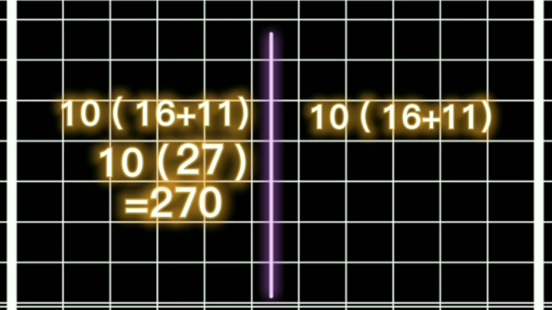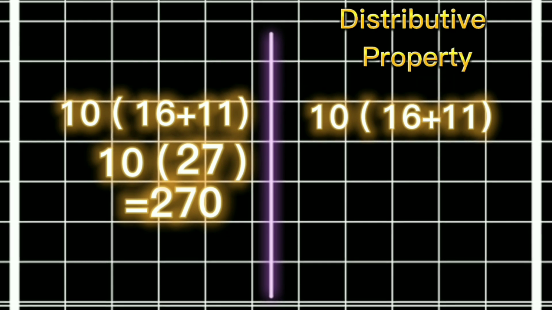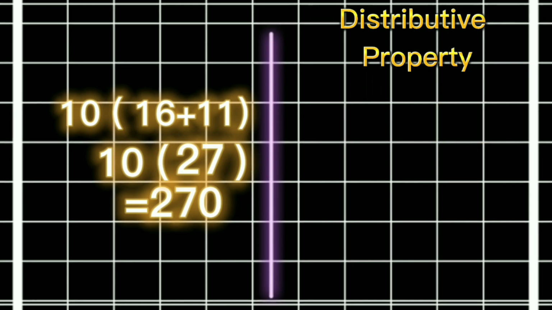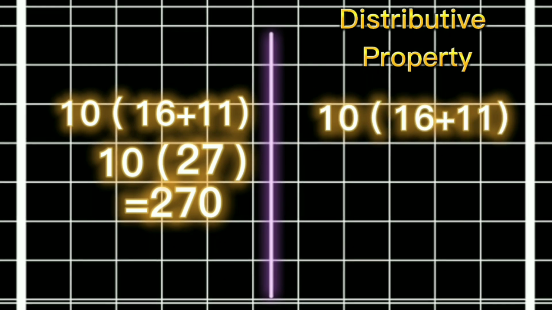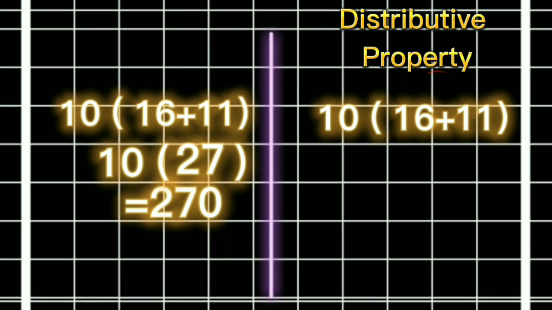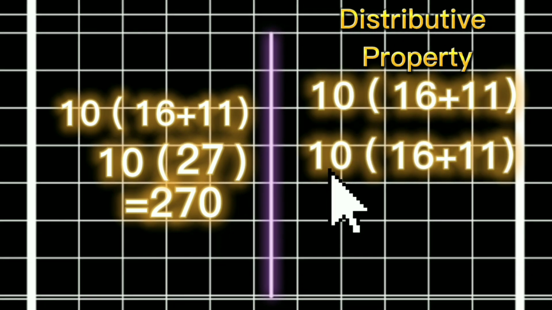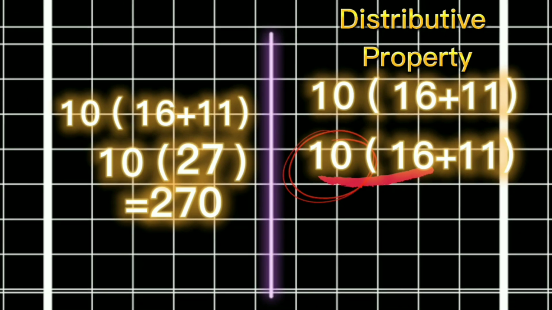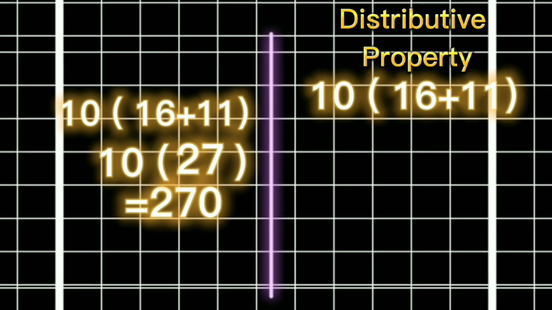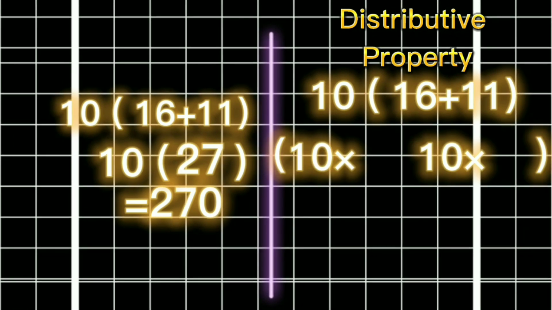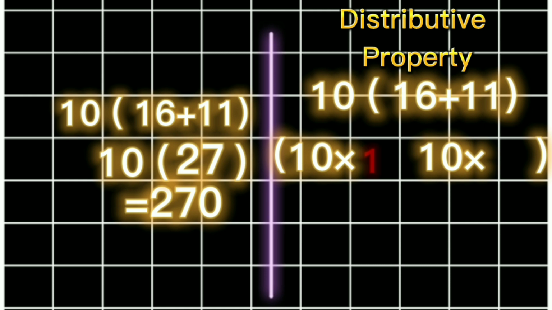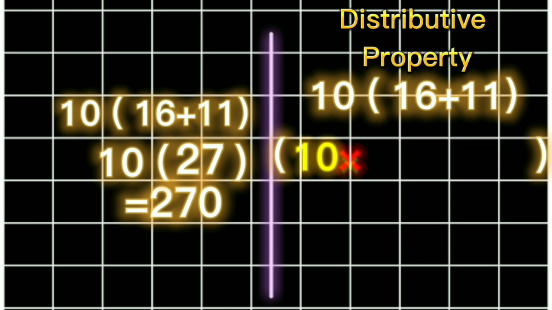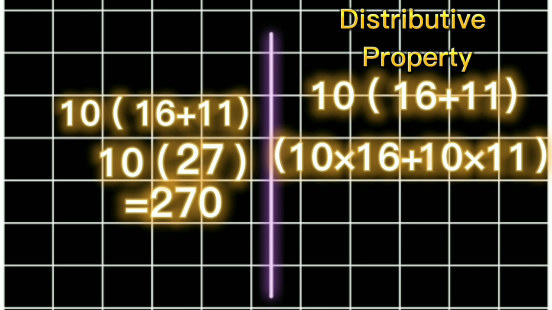Now let's use the distributive property. This allows us to change the expression into a different form. Instead of multiplying by 10 after we add the 16 and 11, we can distribute the factor of 10 and multiply it by each member of the group individually. That means we will make a copy of the 10 times for each number in the group, the 16 and 11. So after applying the distributive property, our expression looks like this: 10 times 16 plus 10 times 11.